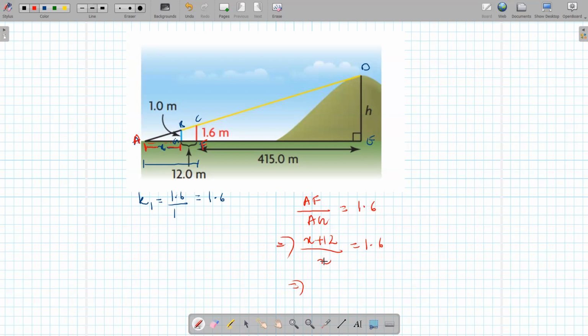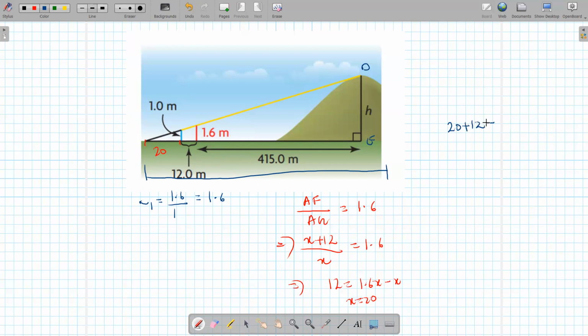So to solve for this, multiply both sides by x and then subtract x from both sides. Going to end up with this. So you get 12 divided by 0.6, which we know is going to be 20. So x is 20. So again, we're going to clean this up. This distance is 20 from here to here. Yeah? So that means this entire distance across is going to be 20 plus 12 plus 415. So what is that? 447 meters all the way across.